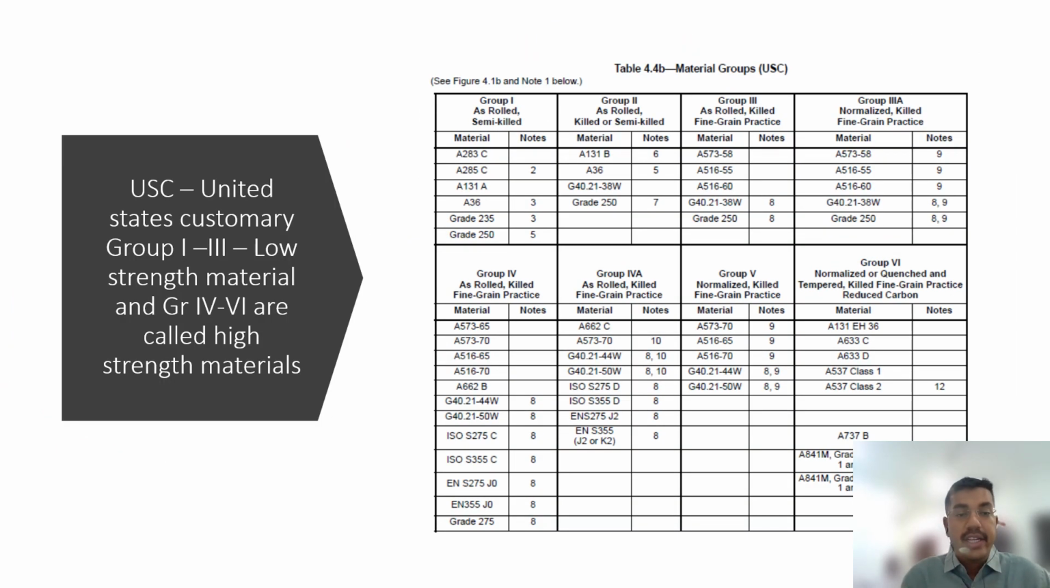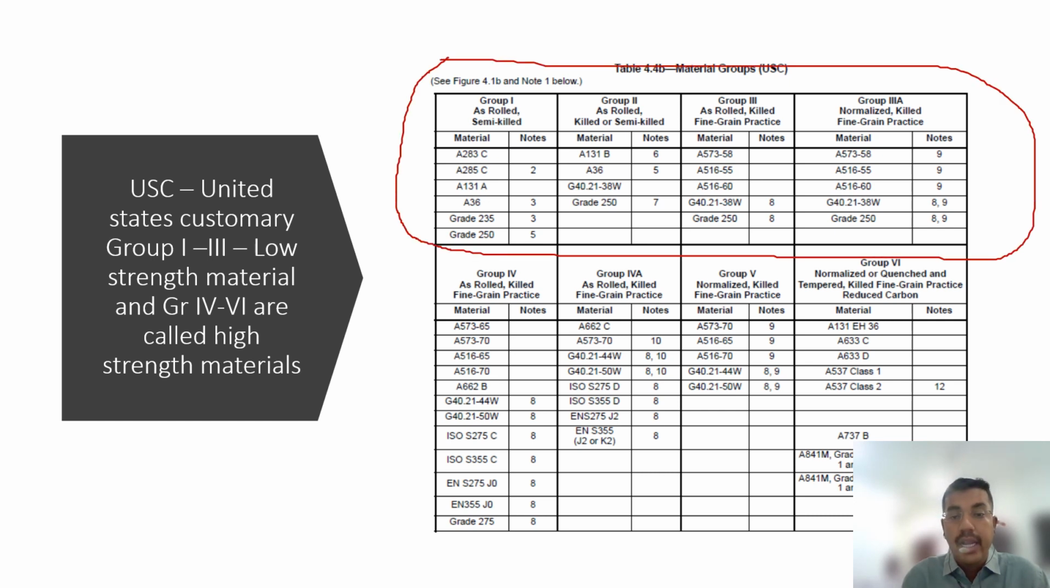So USC code, as I told you, is United States Customary code. So as I told you, group 1 to 3, okay, that you have to remember, that is the low grade, and group 4 to group 6, this is higher grade.